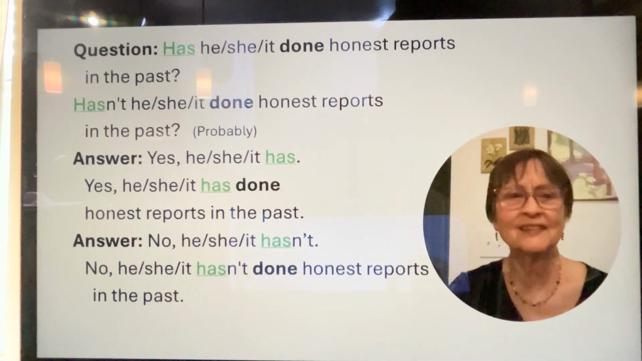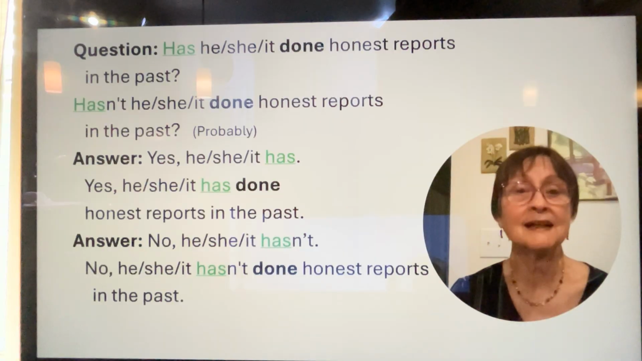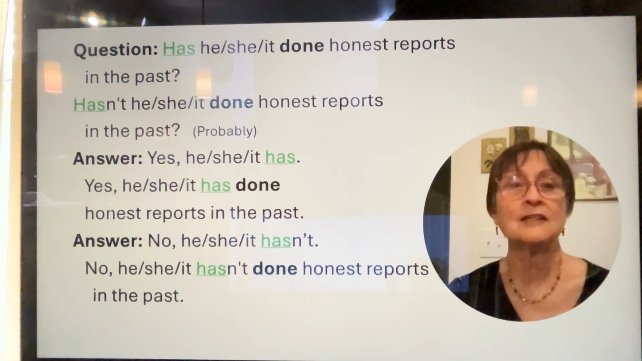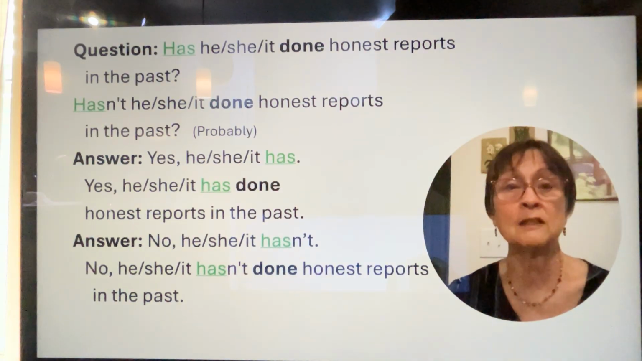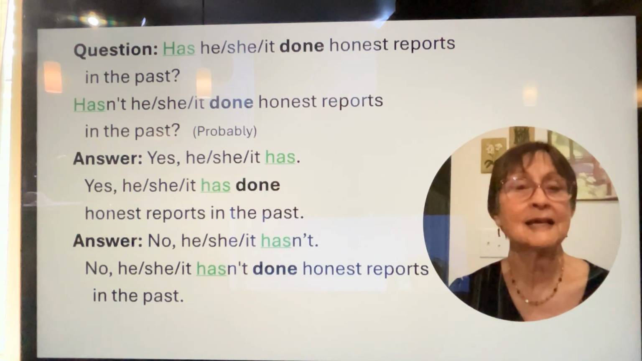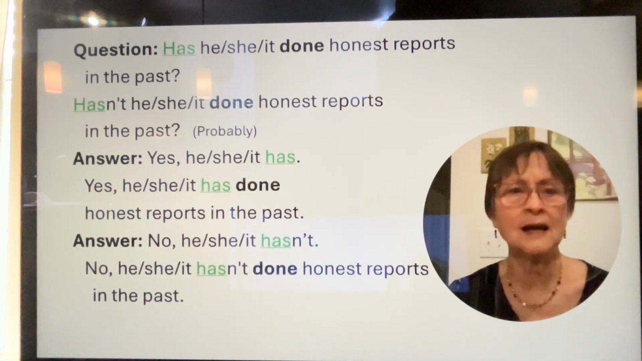Okay, and then for he or she or it, we have to use has instead of have as the helper. Has he done honest reports in the past? Maybe he's a reporter for the newspaper or the television station. Has she done honest reports in the past? Has it done honest reports in the past? Maybe the newspaper? Hasn't he done honest reports in the past? Probably yes. Hasn't she done honest reports in the past? Hasn't it done honest reports in the past?